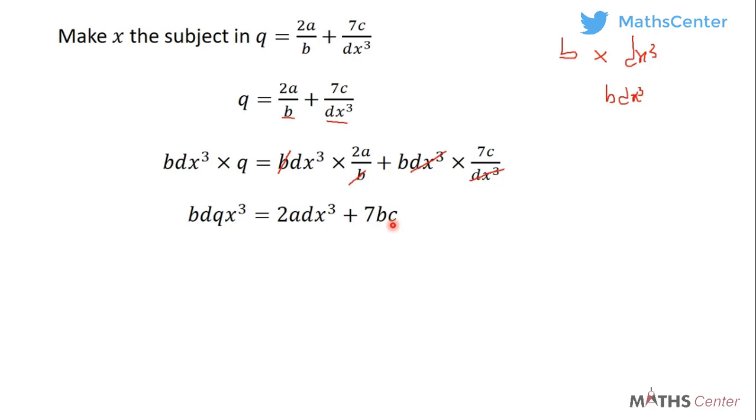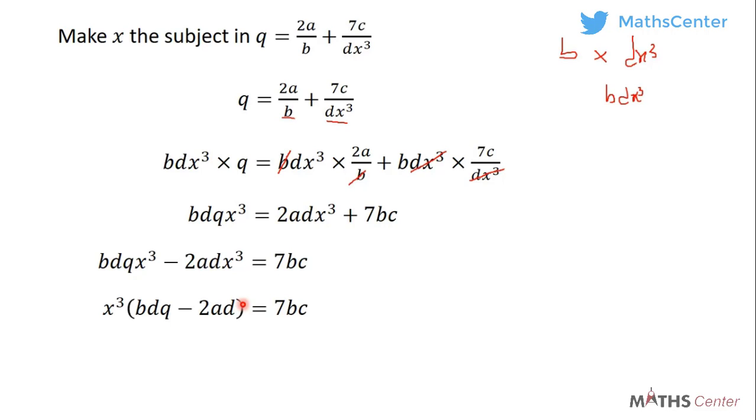Since we are making x the subject, we will group the terms containing x on one side of the equation. So I will keep bdq x exponent 3 here, then I will bring 2ad x exponent 3 over there. So I'll have bdq x exponent 3 minus 2ad x exponent 3 is equal to 7bc. Okay, from here we can factorize x exponent 3 out, since that is what we want to make the subject. So x exponent 3 into bracket bdq minus 2ad will give us 7bc.